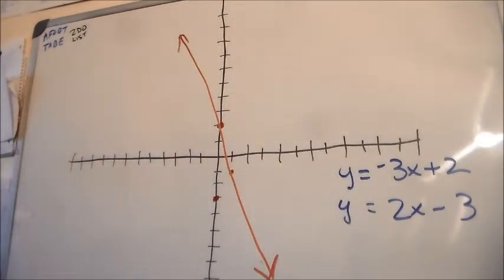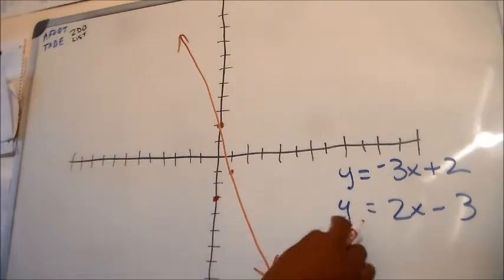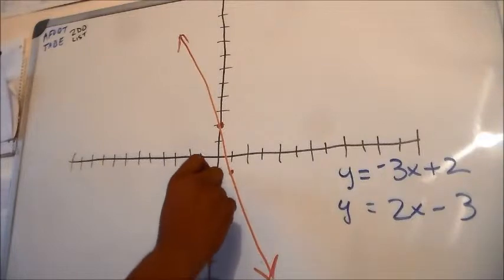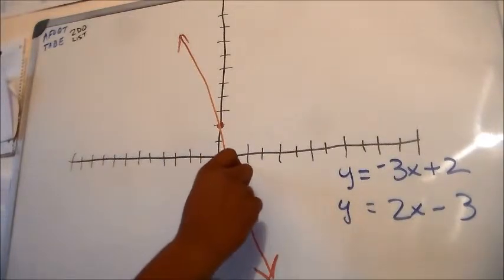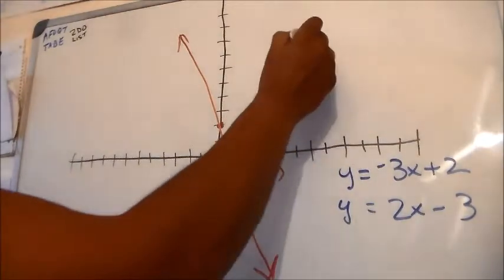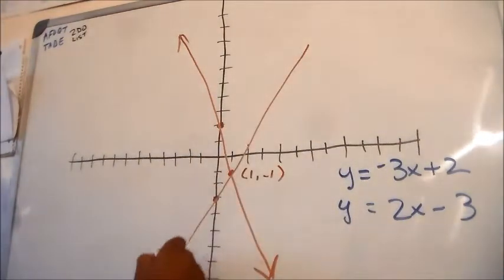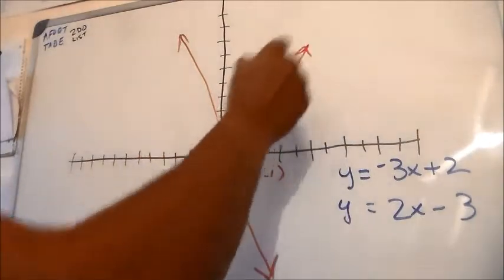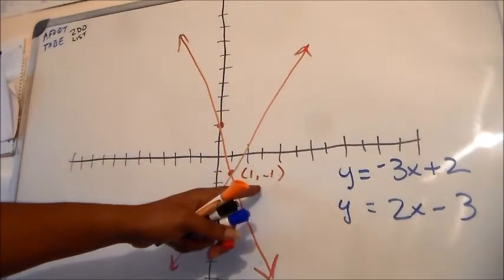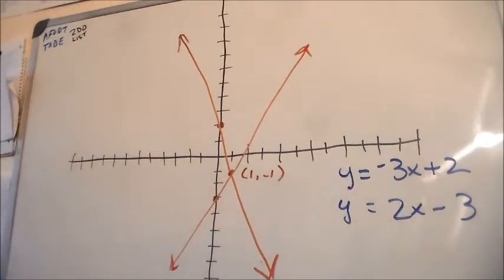Then I could look at this and say, this rises 2, runs 1. So I could rise 2, run 1, and look. At 1, negative 1, we found the solution to our system of equations. These lines intersect at positive 1, negative 1.